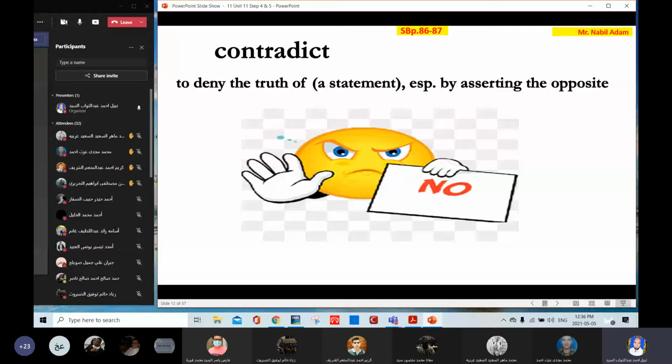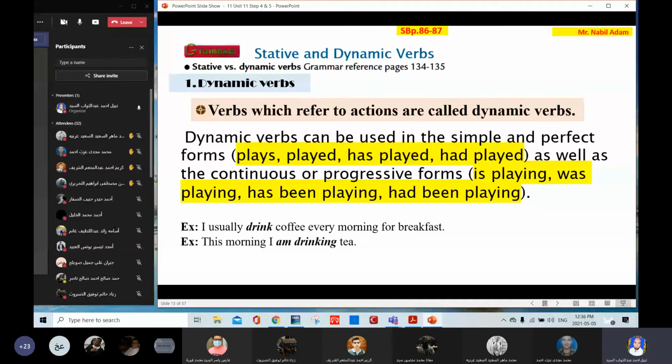The grammatical point. The first one is stative and dynamic verbs. There are two types of verbs in English: stative verbs and dynamic verbs. If you want to know more information, you can go to grammar reference pages 134 and 135. What are dynamic verbs? Verbs which refer to actions are called dynamic verbs. So dynamic verbs are action verbs, أفعال حركية. They can be used in the simple and perfect forms.